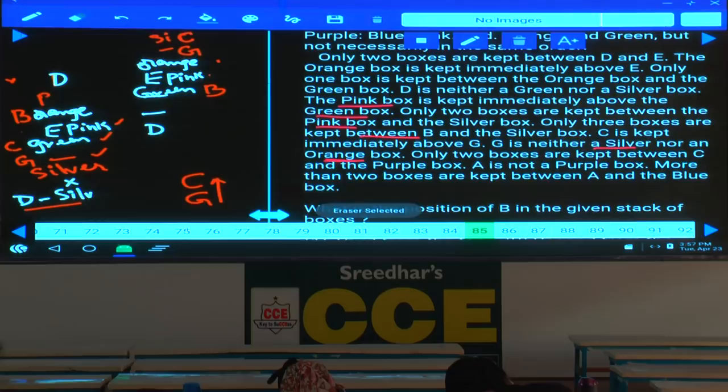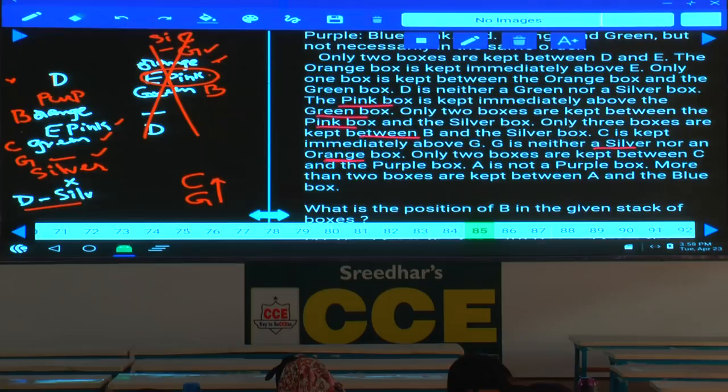Because there must be only two in between C and purple. Then in the next case, between C and purple, we must have exactly two. As C is here, 1, 2, this purple and pink must be in the same place. Is it possible? Not possible, and the second case is completely ruled out. Now we are left with only one case. Earlier we started with two cases, and again we got two more cases, and finally we are left with only one case.